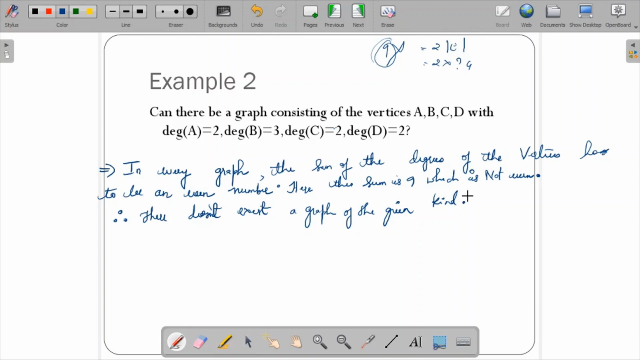I hope it's clear. I'll just repeat. Here the sum of the degrees should be even, then only you can have a graph of such type. So it's odd and twice the edges, I cannot do anything. So in every graph the sum of the degrees has to be an even number. Here the sum is 9, which is not even, therefore such a graph does not exist.